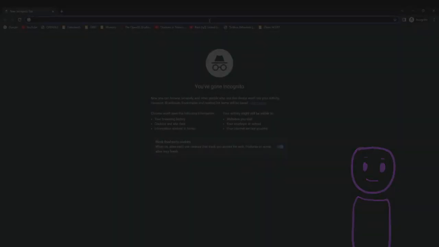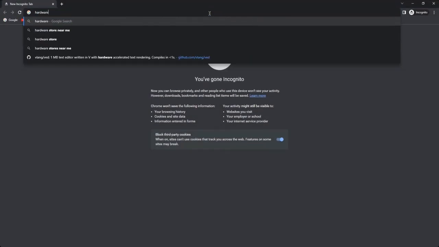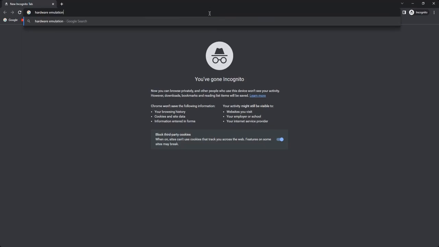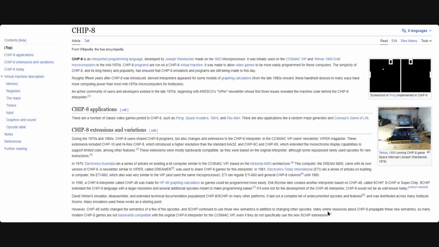Hey guys, I was looking around online for more information on hardware emulation when I came across Chip-8. Apparently, it's like the hello world of emulation development, so I wanted to make a Chip-8 interpreter slash emulator, and here's how I did it.